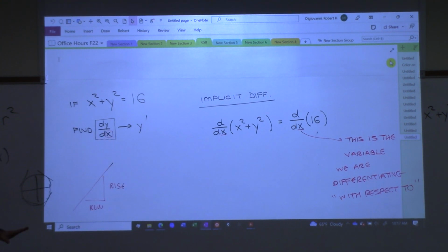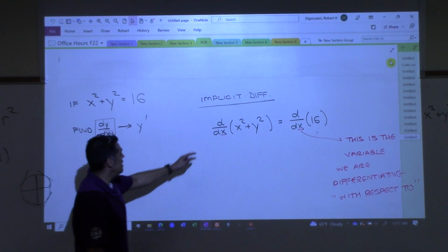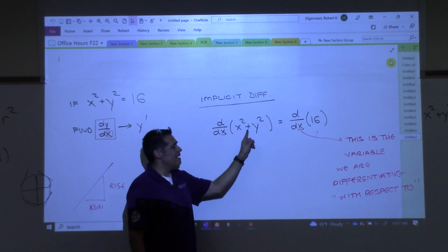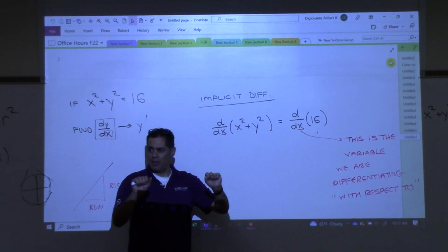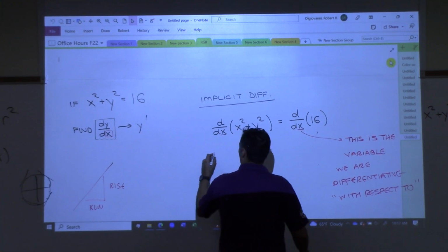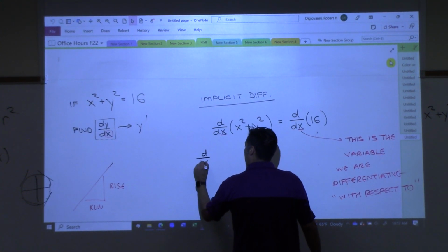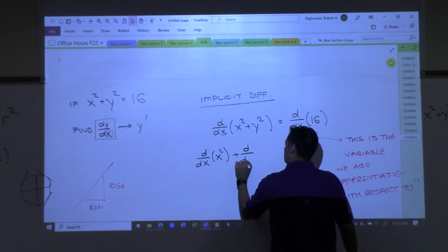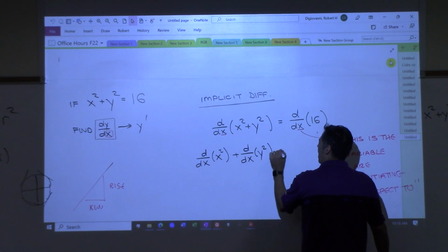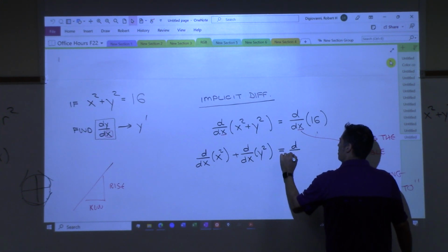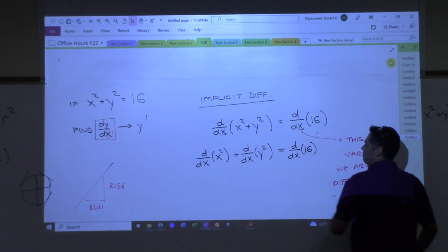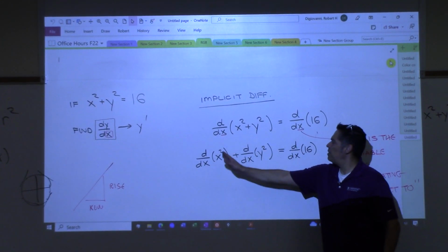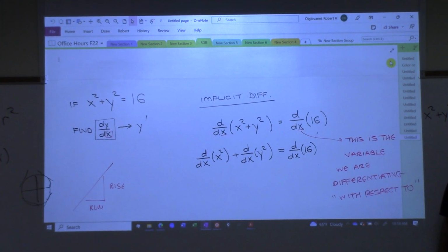All right, you ready? Here comes the differentiation. I know you're confused, so let's just play this out. I'm about to take the derivative of two things that are being added together. I can do them separately then, can't I? So I'm going to write that down. I want to take the derivative with respect to x of x squared plus, then the derivative with respect to x of y squared, and that's equal to the derivative with respect to x of 16. So I'm just using the fact that I can split this into two derivatives. Any questions yet?